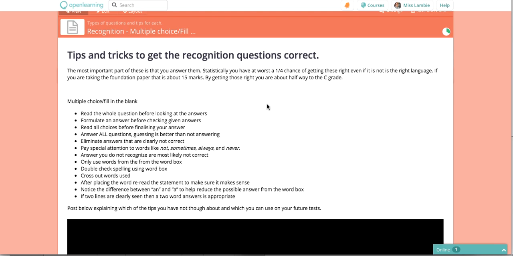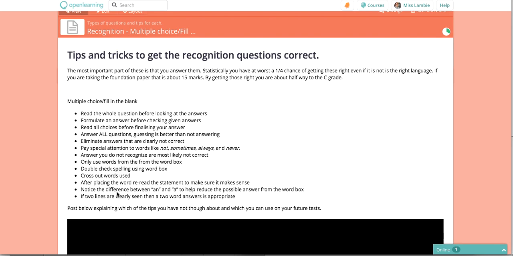Answers you do not recognize are most likely not correct. If the answer has a word you don't understand, let's say like hemoglobin, and you weren't exactly taught about how hemoglobin binds, don't pick that answer. Only use words from the word box. If you have a word box, make sure that you only use that word. If it asks what is made in the process of photosynthesis, and one of the answers in the word box says sugar, and you put glucose down, they can't give you the correct answer.